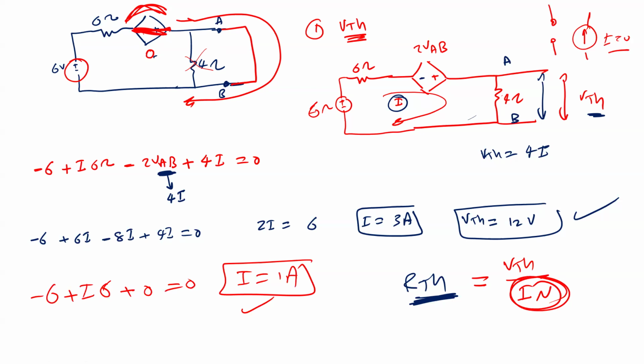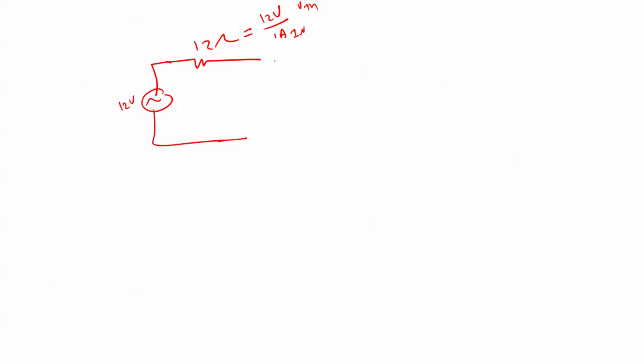Okay. So once you found V-Thevenin and I Norton here, this is I Norton. So here we found this one, 12 ohms, because R should be 12 volts divided by 1 ampere, which is I Norton. And this is V-Thevenin. V-Thevenin in here was 12 volts, okay? And then we have RL here.